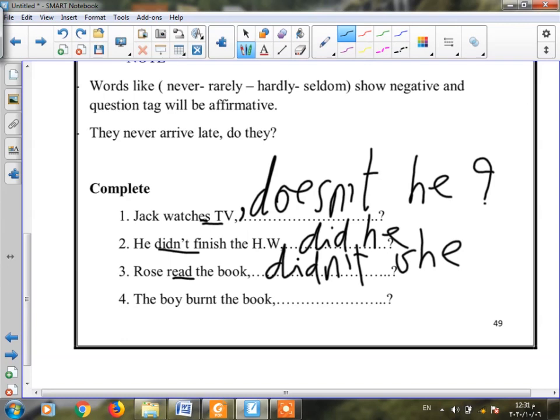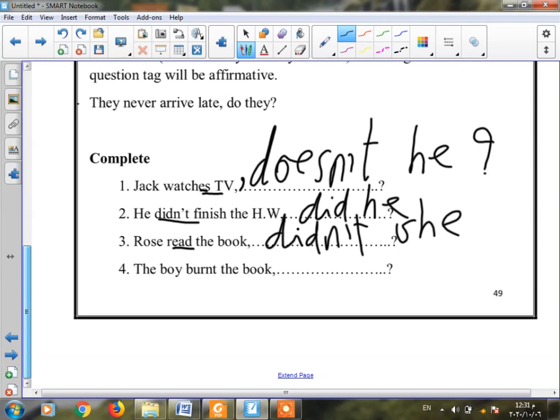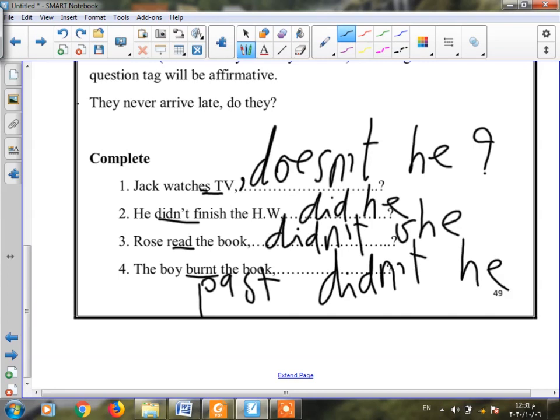Sentence 4, the boy burned the book. Again, the boy burned the book. Here, look at burned, it's our important verb. If you look at it, you will find it's the second form of burn, so it's a past verb. And my sentence here is positive. I'm going to write didn't, and the boy will be written as he. I think it's very easy now and clear for you.